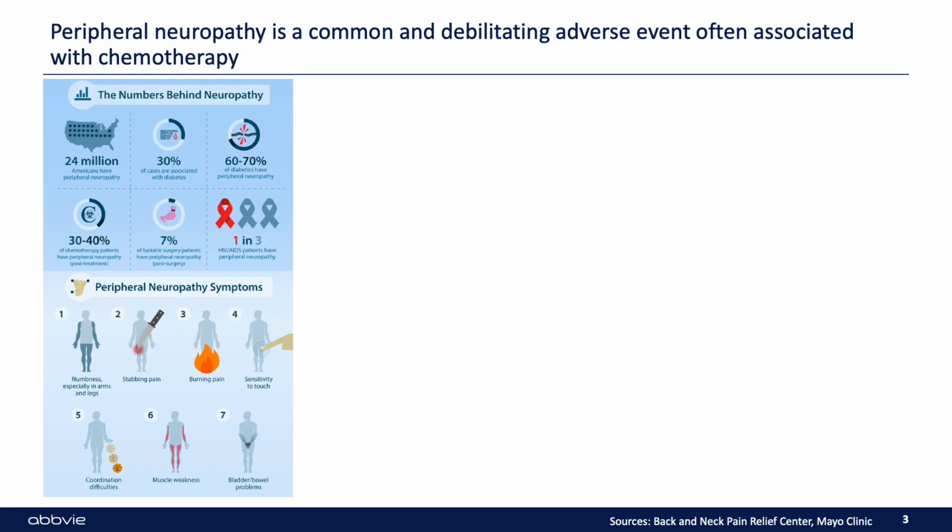This is some background information on peripheral neuropathy, which is a common and debilitating adverse event often associated with chemotherapy. The sensory symptoms develop first in the most distal parts of the body, the hands and feet, manifesting as numbness, tingling, paresthesia, dysesthesia, painful sensations like shooting or electric shock-like pain, and in severe cases can lead to loss of sensory perception altogether. Sometimes this is also associated with motor symptoms like distal weakness, gait disturbance, fine motor impairment, and rarely with autonomic symptoms as well.